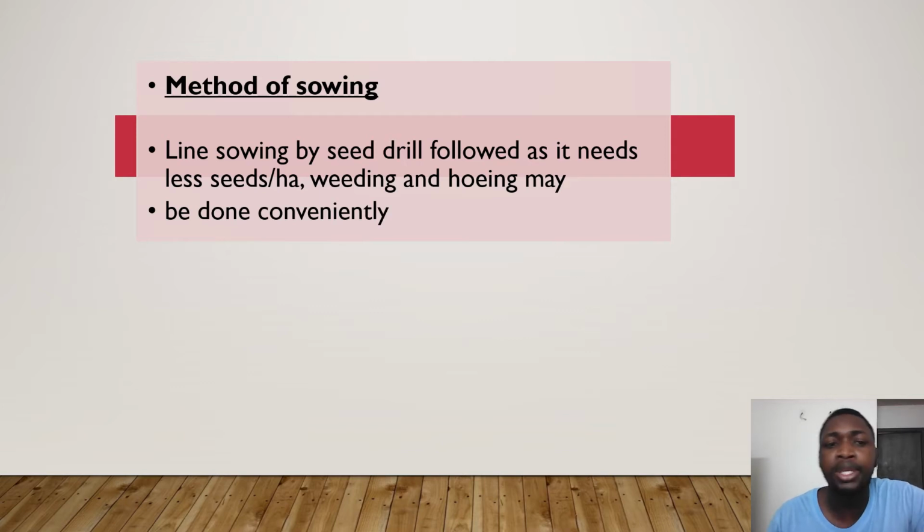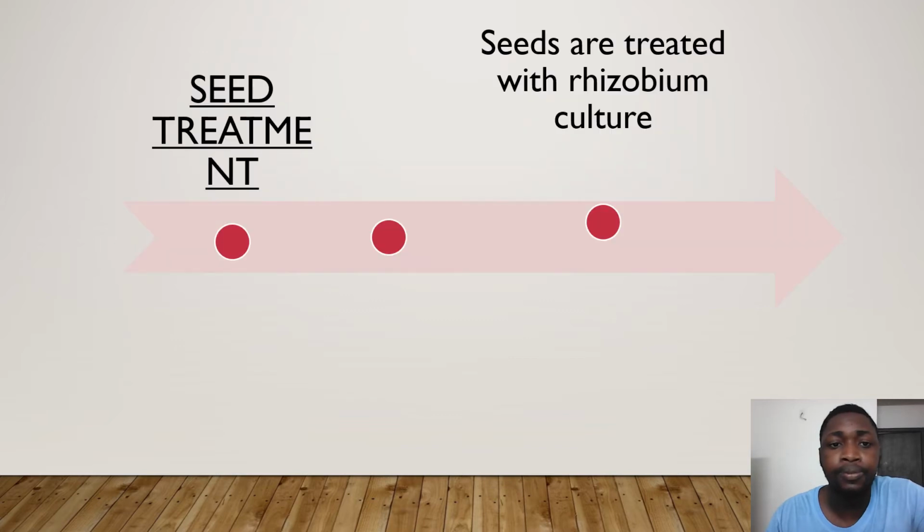So in soybean, the type of sowing which we use is line sowing, which is done by the use of a seed drill. In my other video, or in the link in the description, I'm going to attach a link which shows the work of seed drills and also combine harvesters.